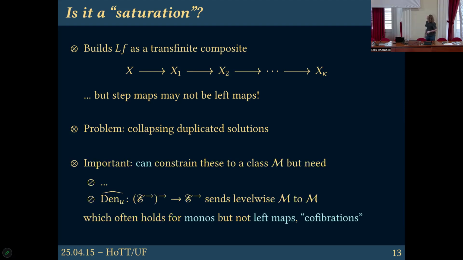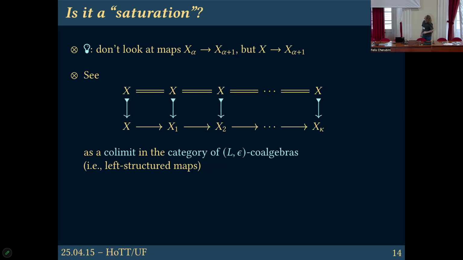Now, it turns out to be important for our application that you can constrain these a bit. So, for example, in our applications, they turn out to be monomorphisms, but they're not even necessarily cofibrations. And the problem is this funny condition that I won't explain at all, which you need to hold for those. So we were wondering what to do here, but eventually we had the idea to not look at these step maps at all, but look at the maps from the starting point to the point that you're at, to your alpha step in your factorization.